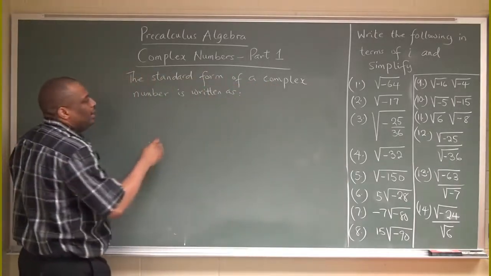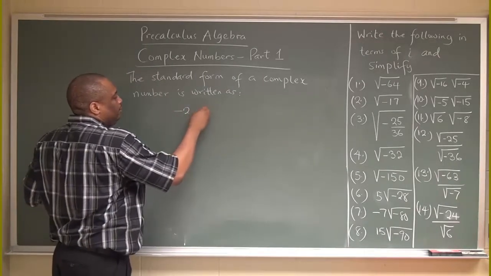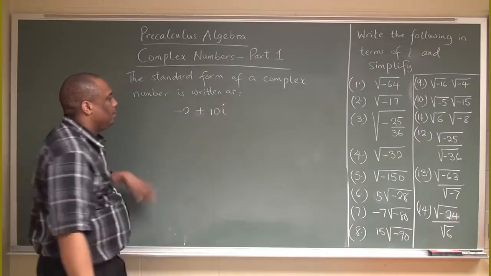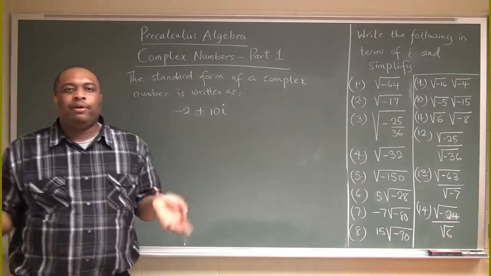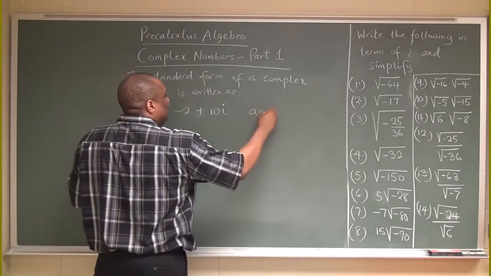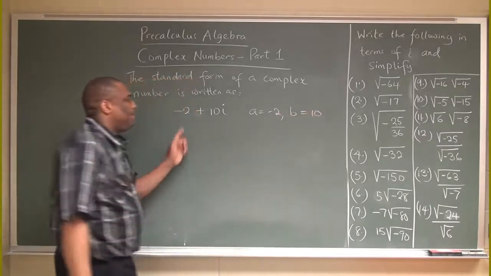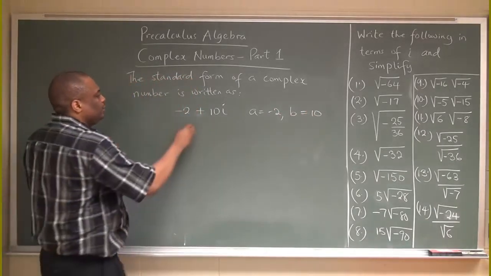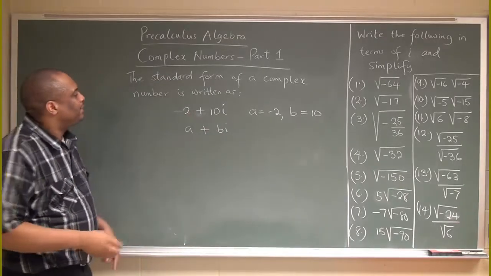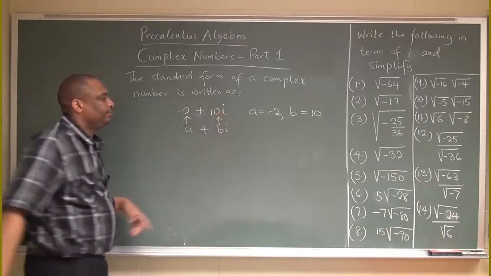If I have -2 plus 10i, and I ask you what is the real part, what is the imaginary part? Here, A is -2, and then B is 10. Because remember, you always have to compare it to A plus BI. You see that A is -2, and then B is 10.